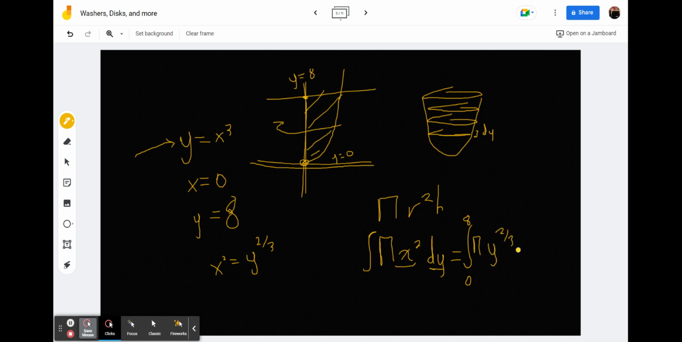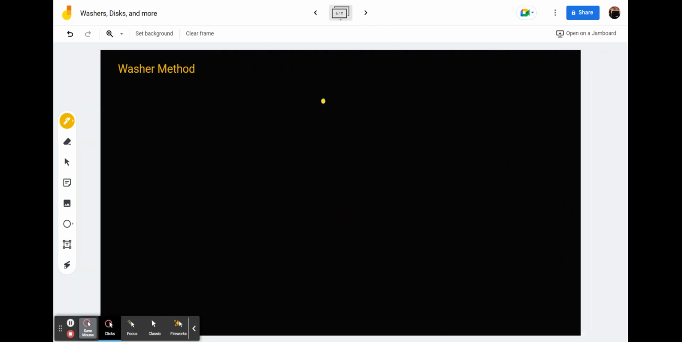And again, I'm not going to evaluate this integral because it's a simple power rule. The most important part is understanding how we got to that integral in the first place. We add up the little cylinders, and we need to find the volume of each of these little cylinders, these little disks. Okay, seems easy, right? Let's try another problem.